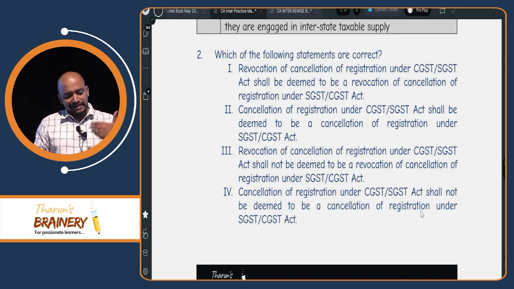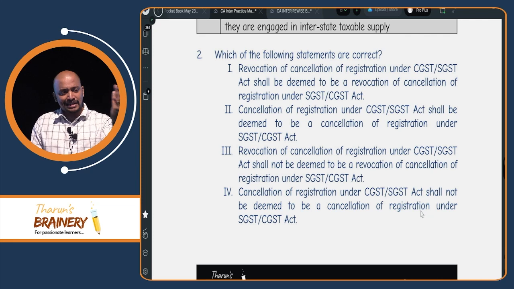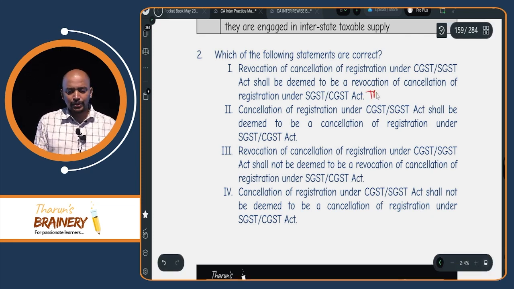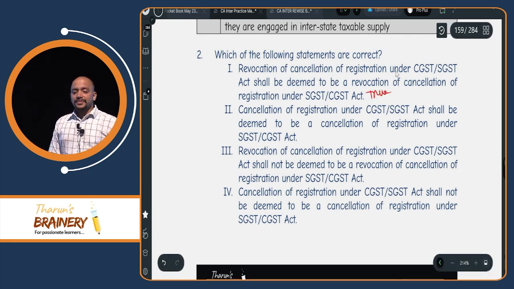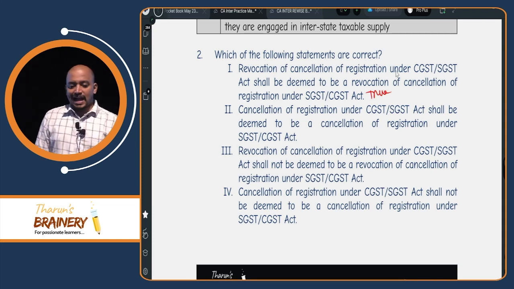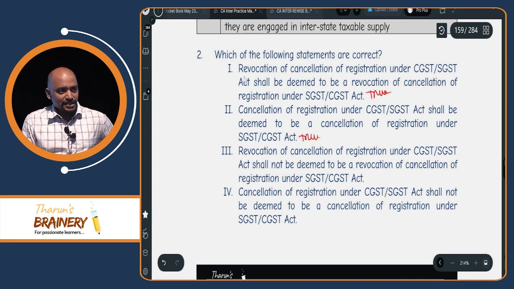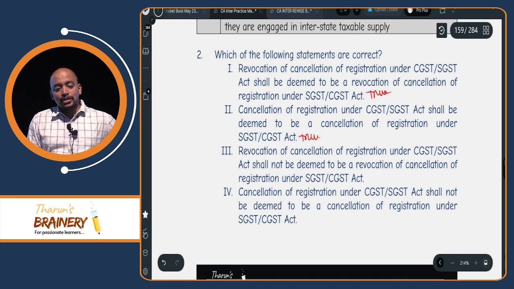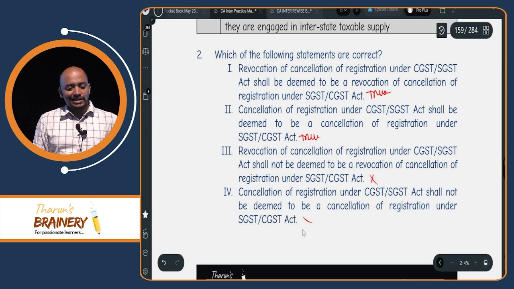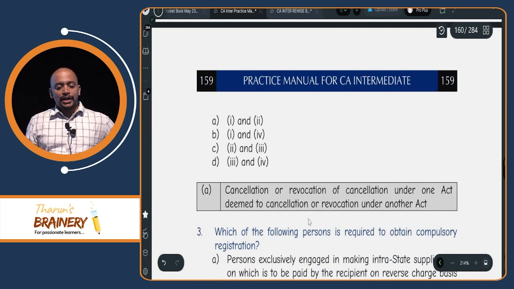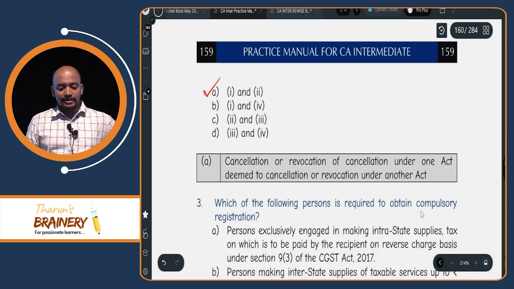If you are getting cancelled under one act, you are deemed to be cancelled under the other act. So correct, true. Cancellation of registration under the CGST Act shall be deemed to be cancellation of registration under the other act. That is also true. So both cancellation as well as revocation of cancellation. Revocation of cancellation under one act is not deemed. No, this is wrong. Cancellation of registration under one act shall not be deemed. Wrong. So which are the correct statements? 1 and 2. So option A is the answer.